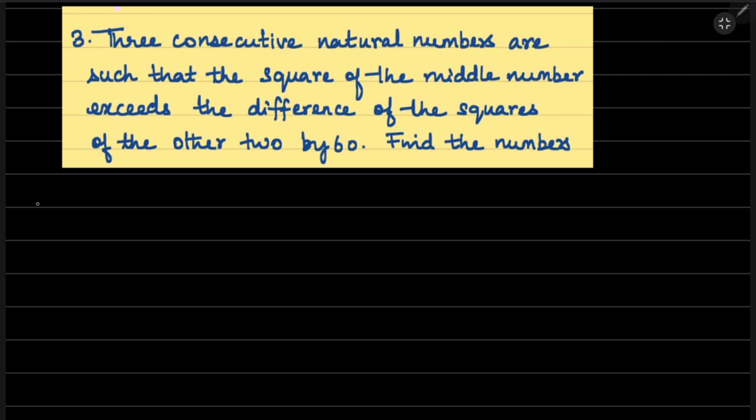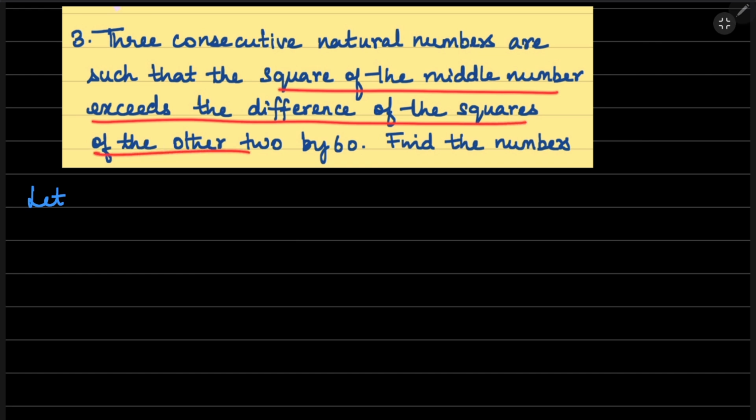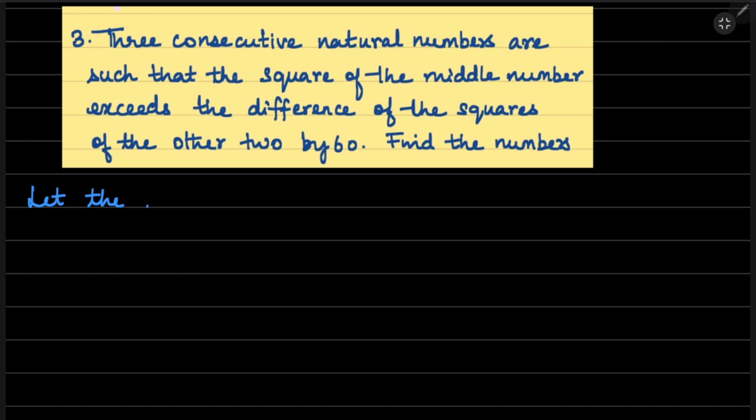So let's write, you are given three consecutive natural numbers such that the square of the middle number exceeds the difference of the squares of the other two by 60. Find the numbers. So you know, right? We don't know which are the three consecutive numbers. So let the three consecutive numbers be, the first number, let it be x.